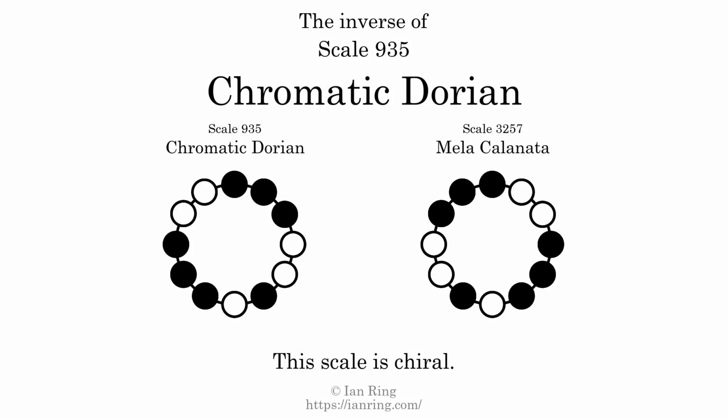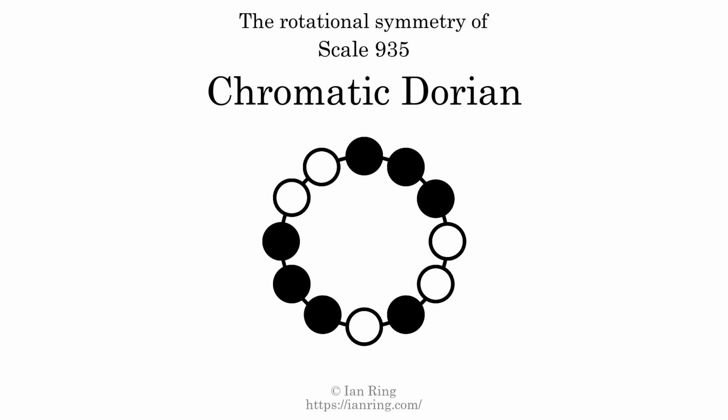The inverse of a scale is a mirror image. It is what you get when the sequence of intervals is reversed. The inverse of this scale is scale 3257, also known as Miller-Calaniter. This scale is chiral. It cannot transform into its inverse by rotational transformation. This scale has no rotational symmetry.